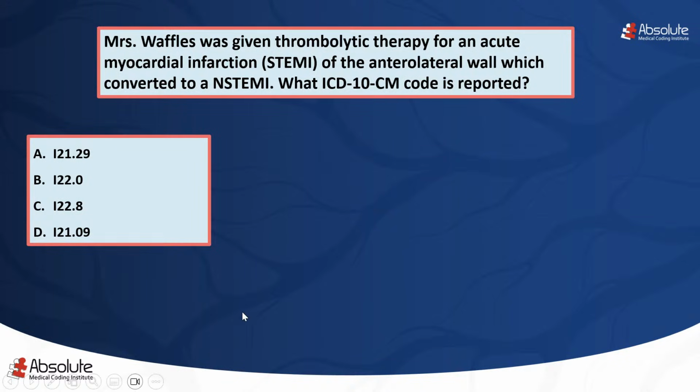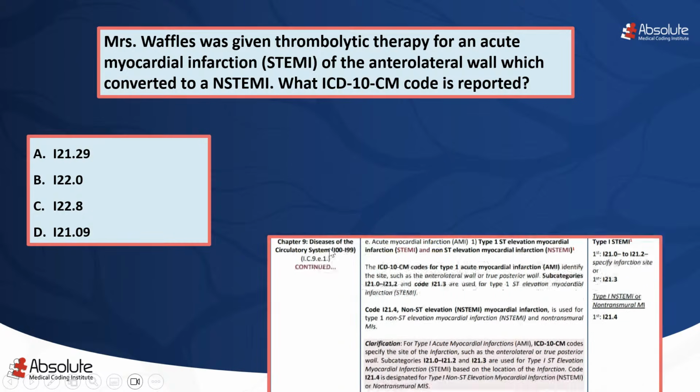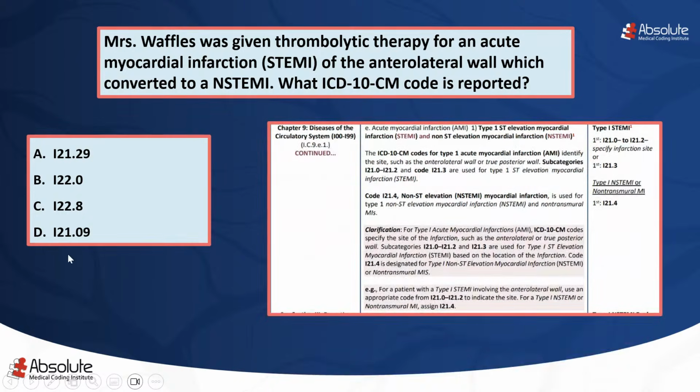So as always, we are going to display the guideline we're going to be using. Our guideline is going to be I.C.9.E.1. According to this, this is going to code for acute myocardial infarction, AMI. Identify the site, such as the anterior lateral wall or true posterior wall. So this is the clarification. This is what I'm referencing.